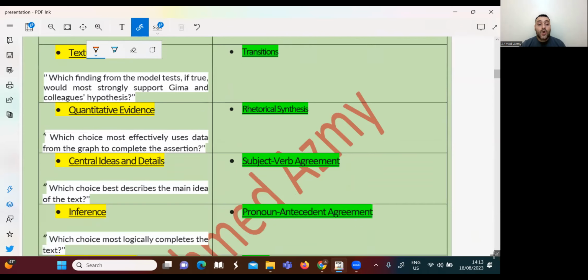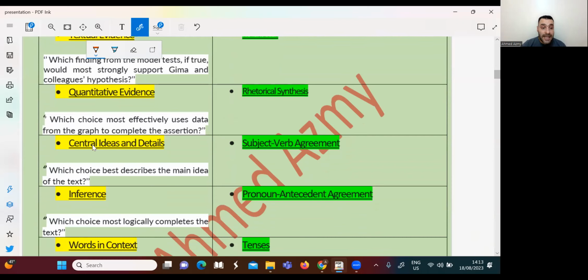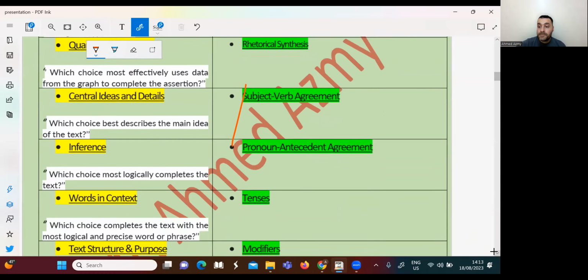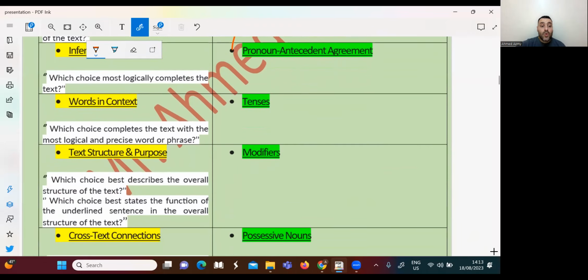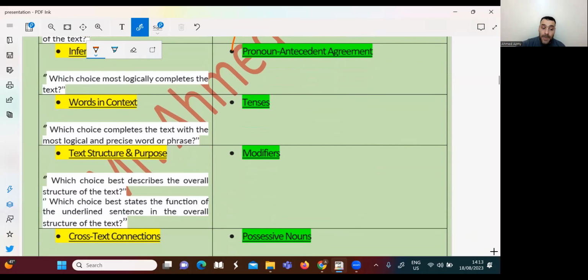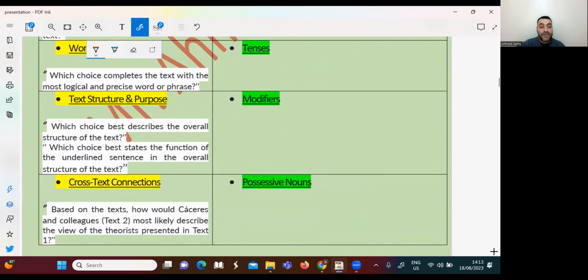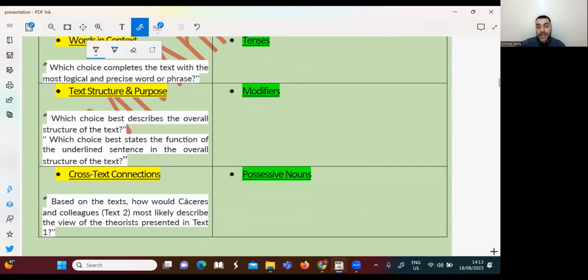Thank you, Bara. We also have central ideas and details. Which choice best describes the main idea of the text? We have inference questions. We have words in context, vocabulary. We have text structure and purpose. And we have cross-text connections, which are paired texts. Look at this type of question, which is a little bit harder than the others.